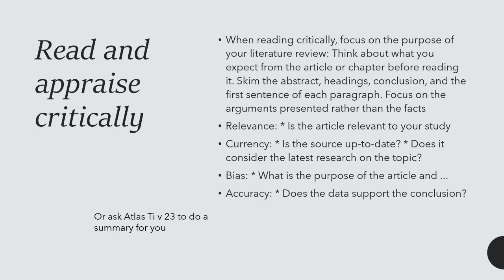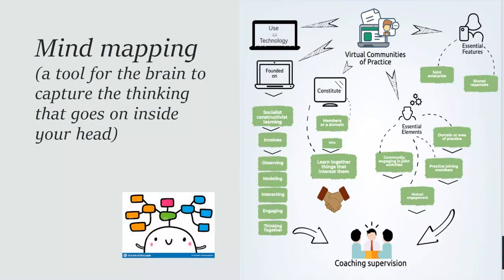Now, these are very good criteria for yourself when you evaluate your own literature review. So when you look at your own literature review, ask these same questions, not only about the articles that you are looking at, but also when you write your own literature review, you can use the same criteria to self-evaluate. So we spoke about mind mapping.